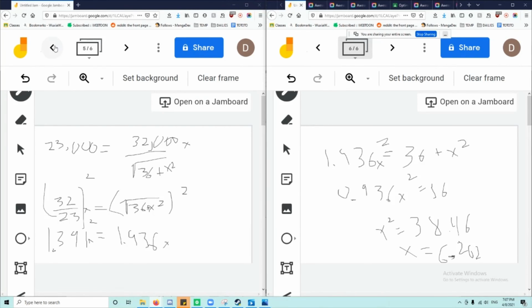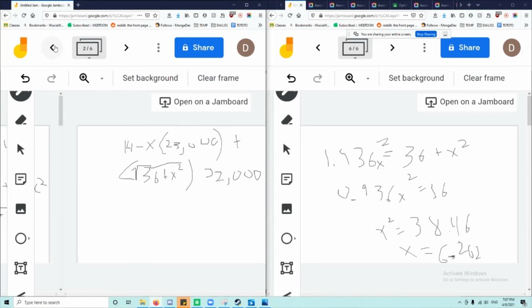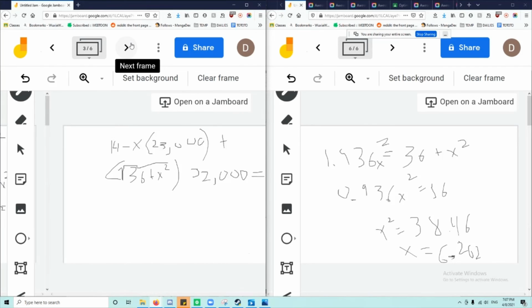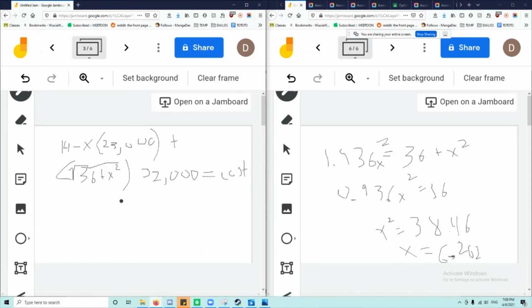After you find x, you can go back to the original equation here to find the cost. So let's put it back in. Once you replace x with 6.202 and calculate this out, the answer that you get is 455,491.57. This is the total most optimal cost for this whole equation.